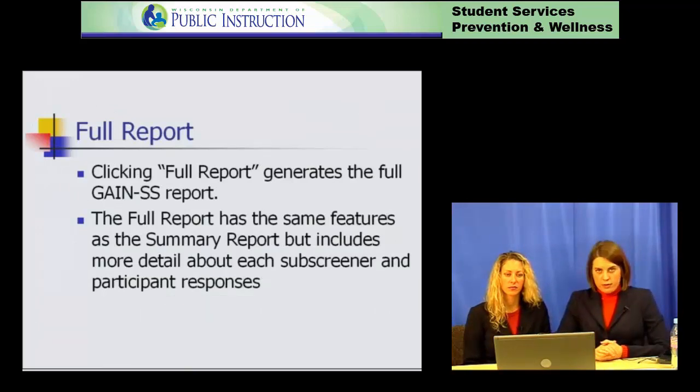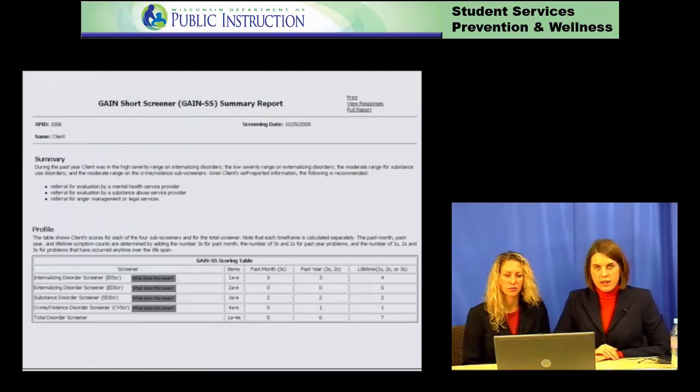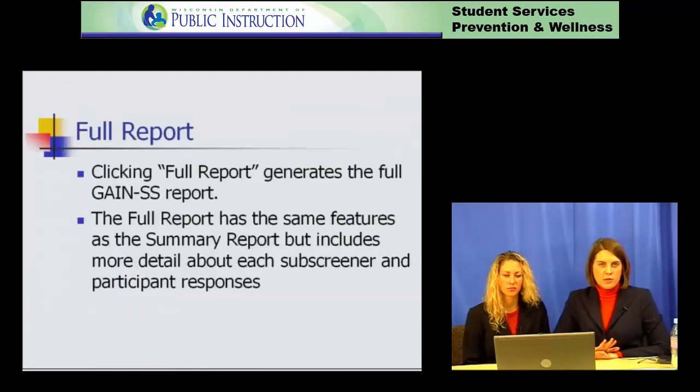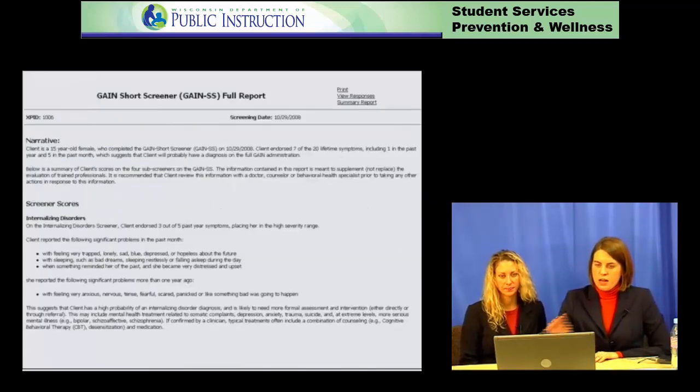Now the full report, if you look up in the upper right-hand corner, it says full report. If you click on that, that generates the full GAIN SS report. It has the same features in terms of a summary and scoring, but it also includes a little bit more detail. And this is what that looks like.